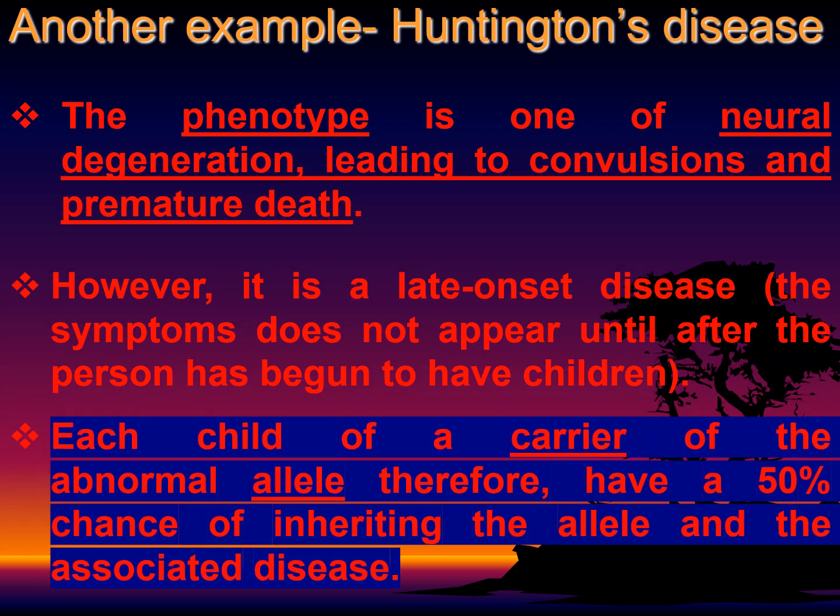So for each child of a carrier of the Huntington's disease abnormal allele, there is a 50% chance of inheriting the allele and also the associated disease condition.